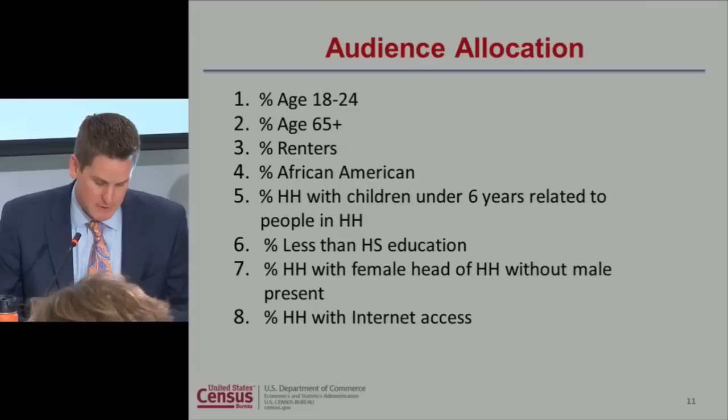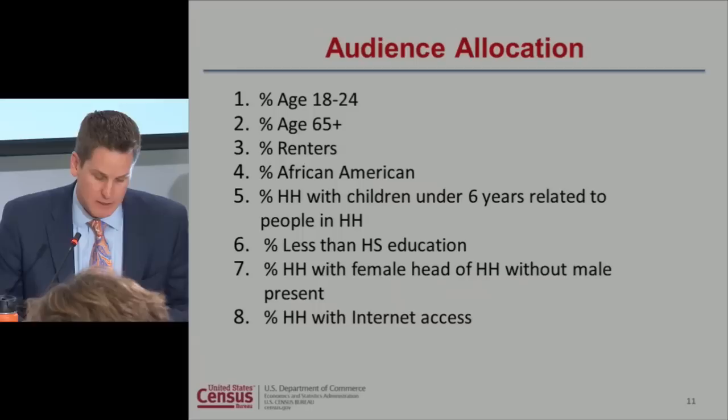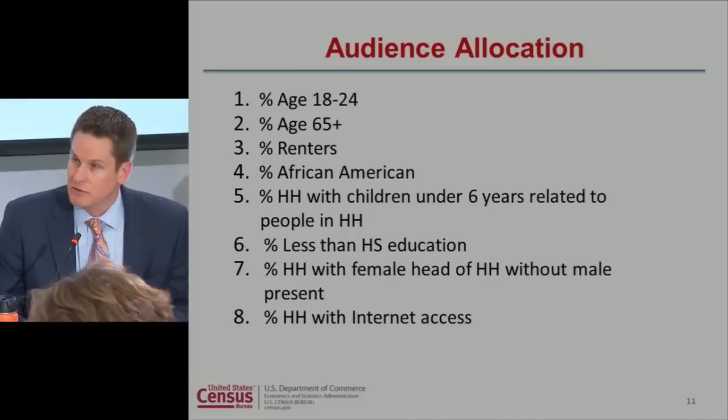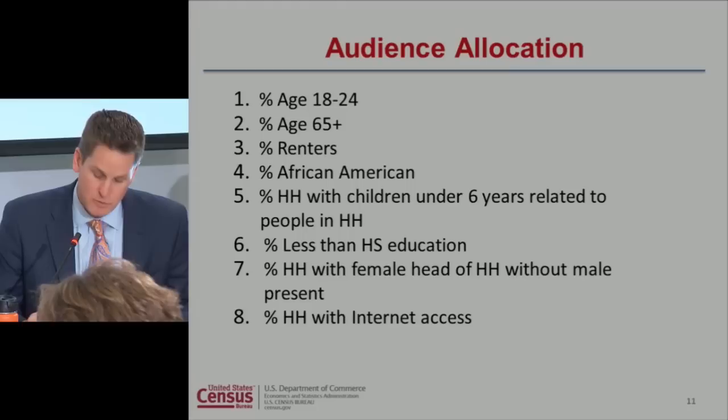We use these eight demographic characteristics: age 18 to 24, age 65 plus. So you see we hit a couple different age groups, renters, percent that were African American, percent of households with children under six, those with less education, and also you see internet access and those that have female head of households. These are all characteristics that we mapped evenly across the research panels and put through a Monte Carlo simulation.